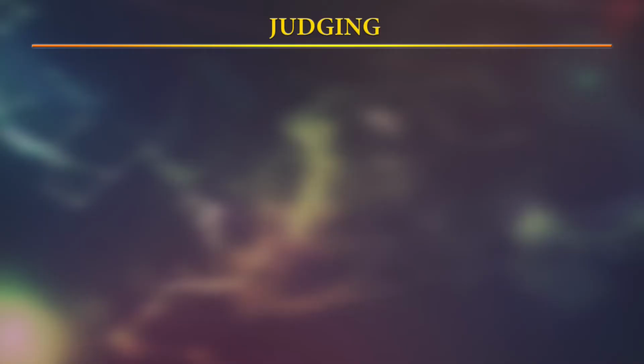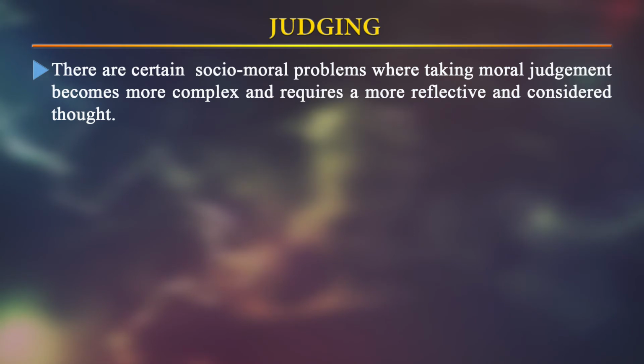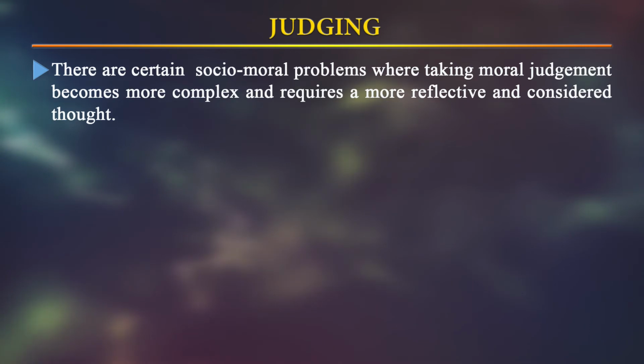It is something that would be a dilemma for me, because a dilemma of moral judgment will be involved. That is, on one side, that candidate is a person whom I'm very close to, and because I'm very close to that person, there is a dilemma of being judgmental, because I know that person is corrupt, is incapable for a public office. Will I support him? Will I support her? So this is a moral judgment which I have to face, and it is a judgment which I have to take. There are certain social moral problems where taking moral judgment becomes more complex and requires a more reflective and considered thought. Let me elaborate.